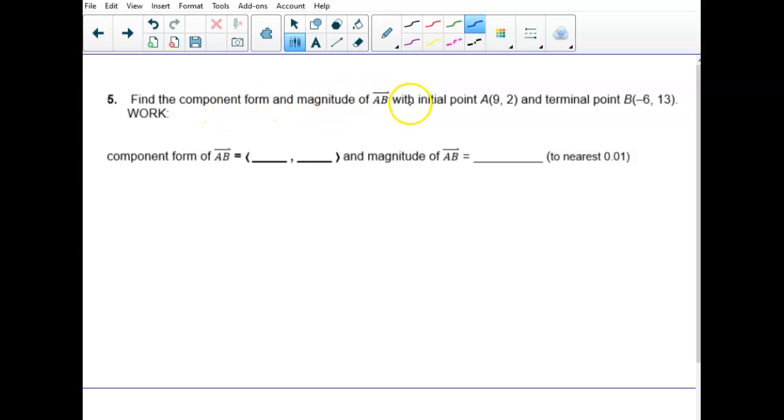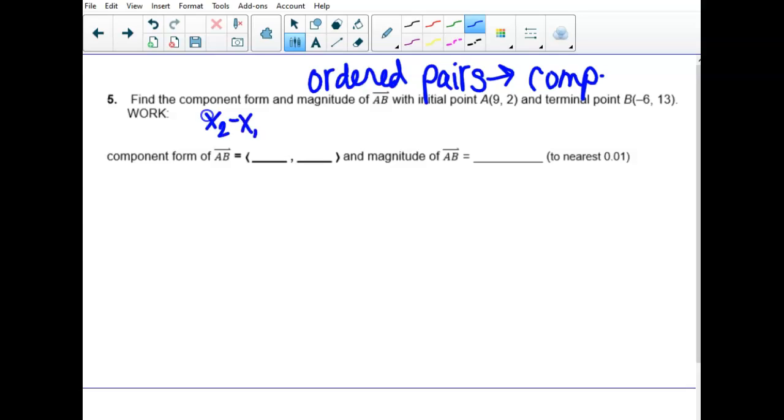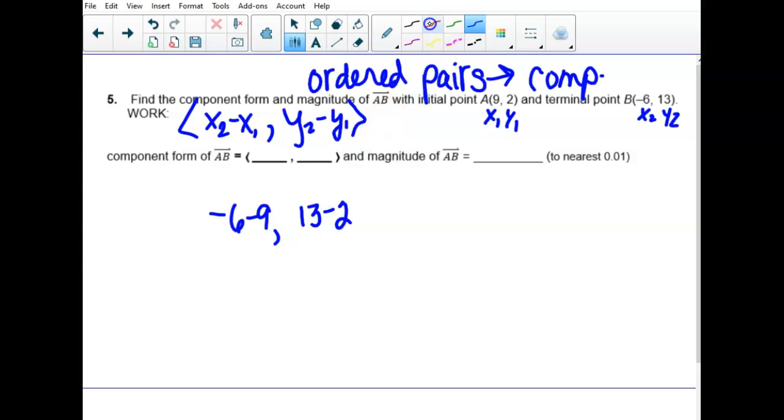Find the component form and magnitude. Okay, so when you are given ordered pairs and need to turn them into components, the rule is x2 minus x1, y2 minus y1 to get those components. So from A to B makes this point 1 and this point 2. So we would have negative 6 minus 9 and 13 minus 2. Did somebody already have negative 15 and 11? Did anybody already do this worksheet? Okay, I'm just checking that I didn't make a math mistake. Then how do you find magnitude, guys?